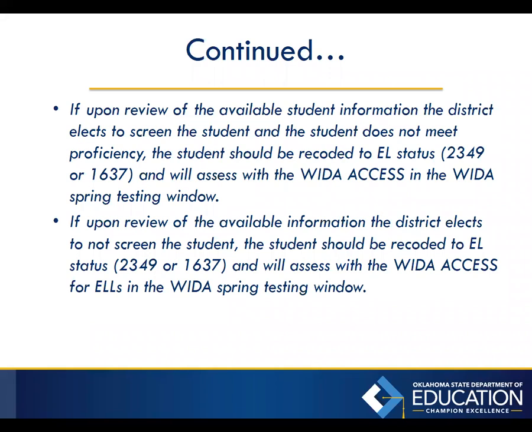And if upon review of the available information, the district elects to not screen the student, this is the scenario I was just referring to, the student should be recoded to EL status, 2349 or 1637, and will assess with the WETA ACCESS for ELLs in the WETA spring test window. And that's pretty much how we're going to handle this moving forward, unless there's some component of this that we're missing.